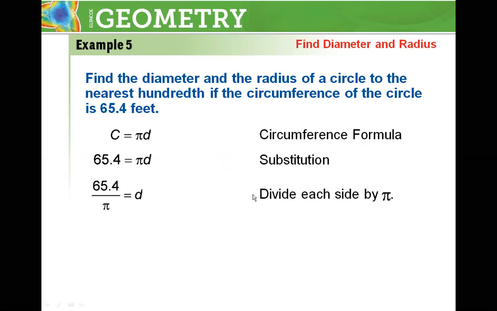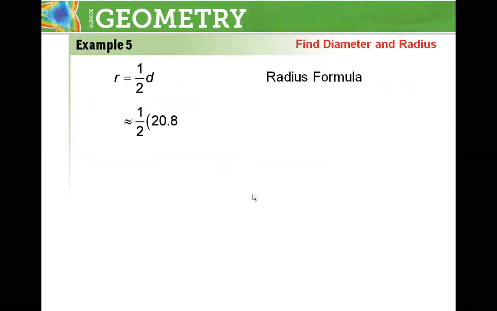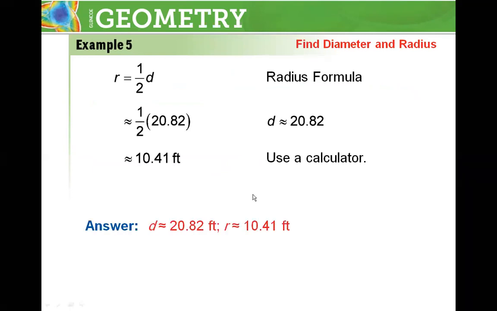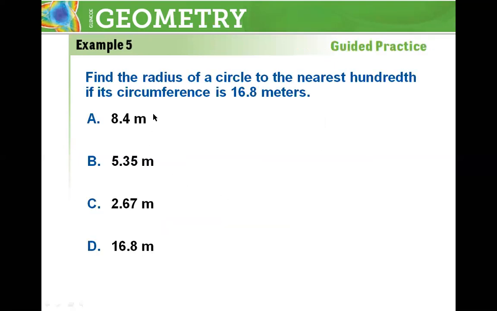This is the answer as you see by steps. He gets 10.41, and we approximate it to be 10.5 and 21. Okay, Mazen, can you read the example? Find the radius of a circle to the nearest hundredth if its circumference is 16.8 meters. I need to find the radius, and we have the circumference. Yes, we are going to divide the circumference by 2 pi.